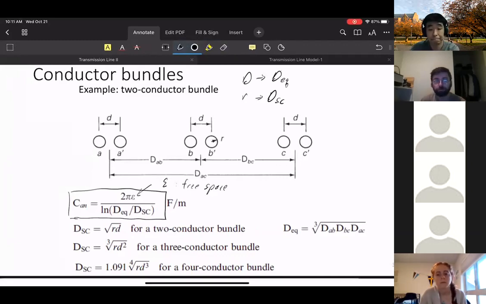Professor? Yeah, go ahead. So for this situation, we use the DSC with a two-conductor bundle, yes, because there are two of them in one bundle. You may see three, four, or many, but there are equations you can find that will tell you the geometric mean radius, or the effective radius.